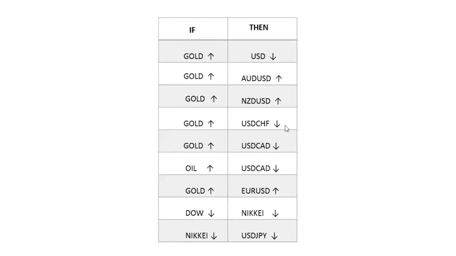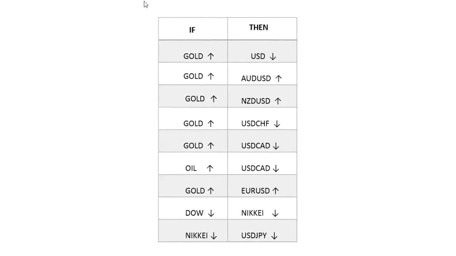USD is going down alongside the Swiss franc. Gold is going up, USD/CAD is going down. Oil is going up, USD/CAD is going down. Gold is going up, EUR/USD is going up with it. Gold is going up, and the Dow Jones is going down. Nikkei, okay, these ones we don't use. Nikkei and US dollar, Japanese yen. Okay.